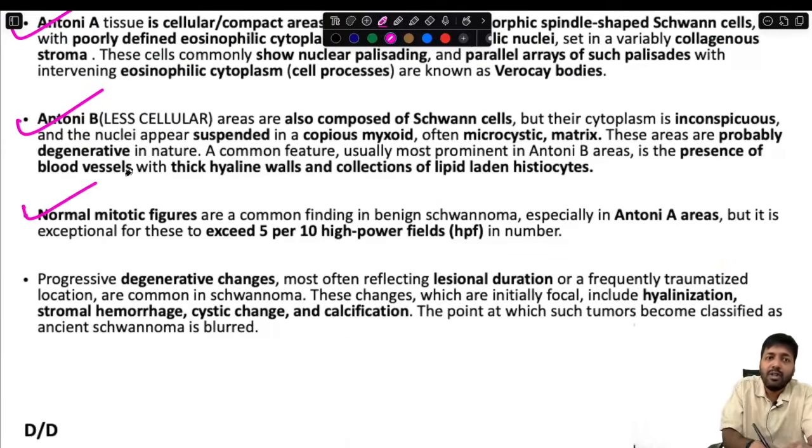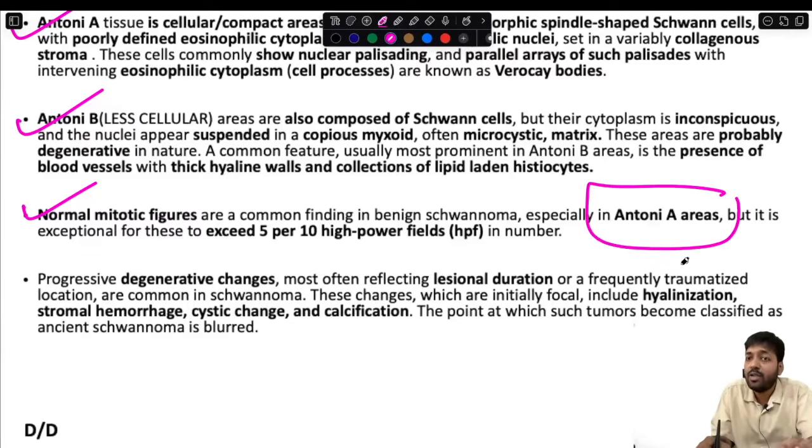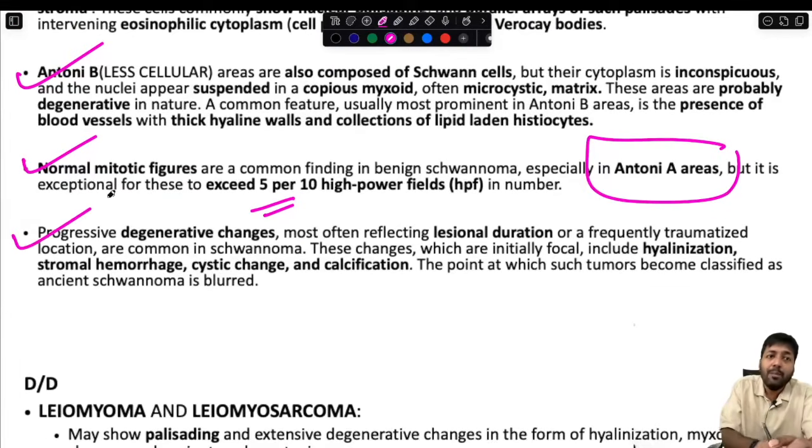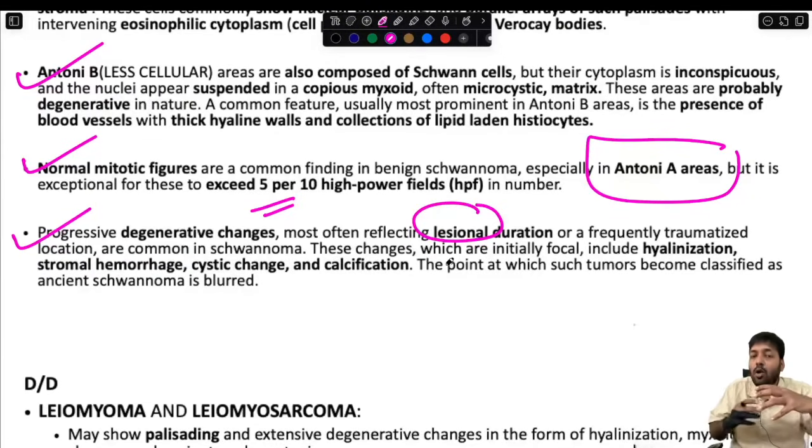Just remember, normal mitotic figures are a common finding in benign schwannomas, especially in the cellular Antoni A area, but it is exceptional for these to exceed 5 per 10 high power fields. And remember, progressive degenerative changes, most often reflecting lesional duration, that is, long standing schwannomas will show degenerative changes, or basically any schwannoma which has been frequently traumatized. Okay, they are common in schwannoma. So any long standing schwannoma or a traumatized schwannoma will show degenerative changes.